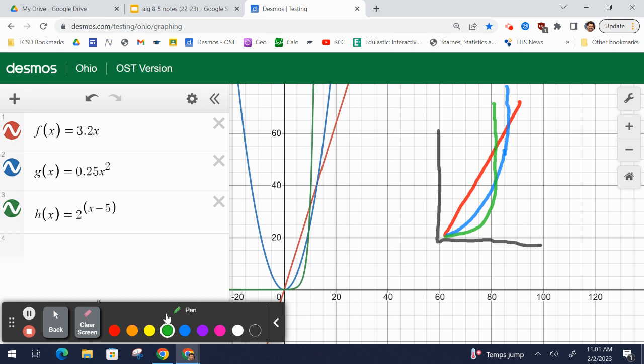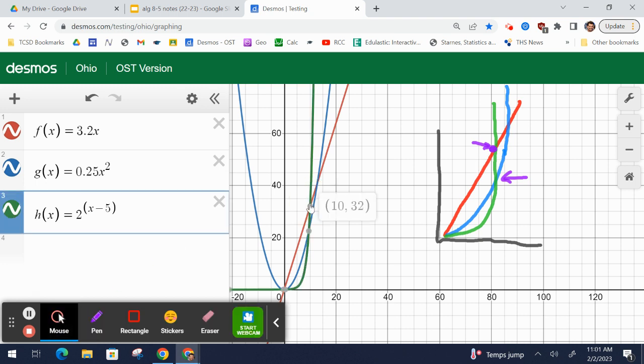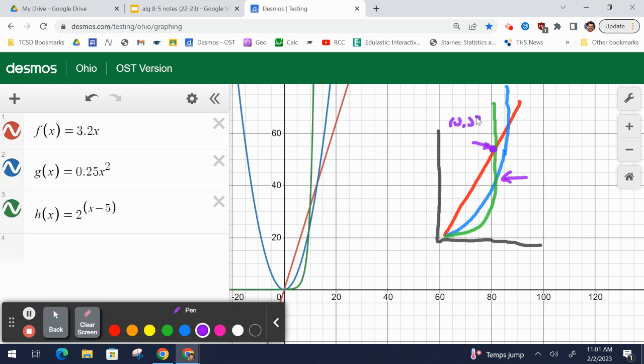But again, to answer this question, when will the population exceed the other two cities? You're looking for the point where it goes above the very last function. And I'll use purple. At this point, it exceeds the blue graph, but it is not until this point right here where it has exceeded both. And if I look back over here, the point where it exceeds the linear is going to be at 10.32. And that would be years. So the answer would be in 10 years.